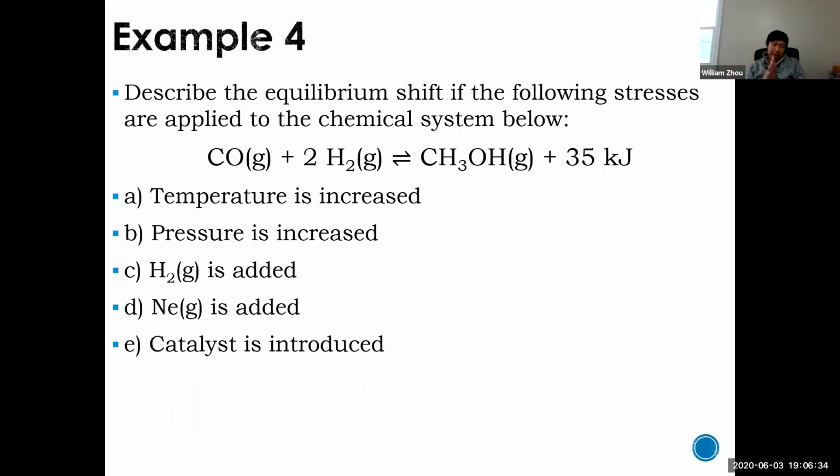Consider this reaction here. Look carefully at the reaction. And then A, B, C, D, E. Tell me what happens to the equilibrium. A, if you increase the temperature, does the equilibrium shift to the left, to the right, or no change? Can somebody tell me the answer? Equilibrium shifts to the right. Shifts to the right, to favor the production of methanol and the 35 kilojoules of energy.